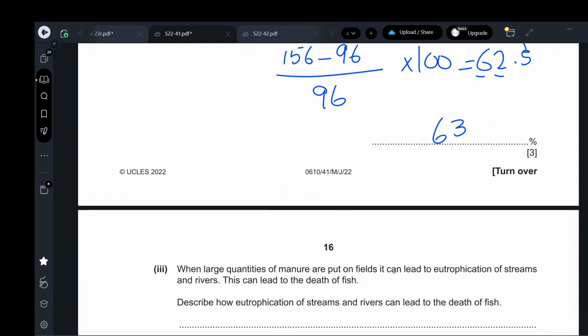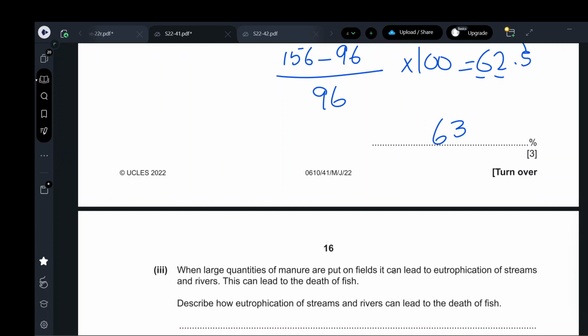When large quantities of manure are put on fields, it can lead to eutrophication. Describe how this leads to death of fish. How does manure in the water, which is like sewage, the same as sewage, it is the feces, okay? So the sewage or the manure or the fertilizers, if they go into the water, this provides lots of minerals in the water.